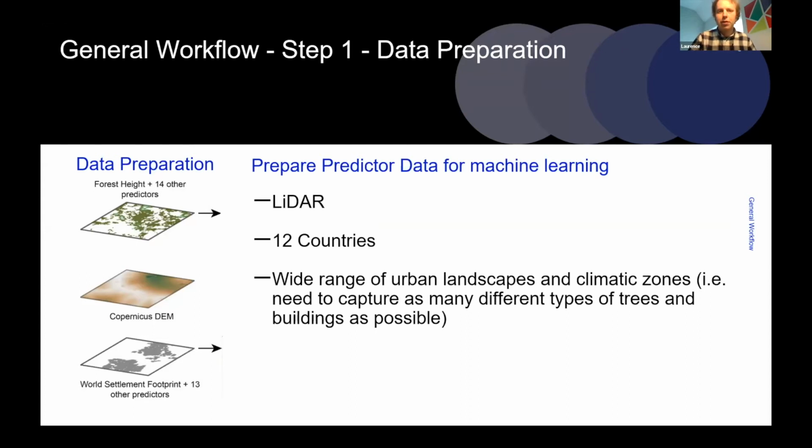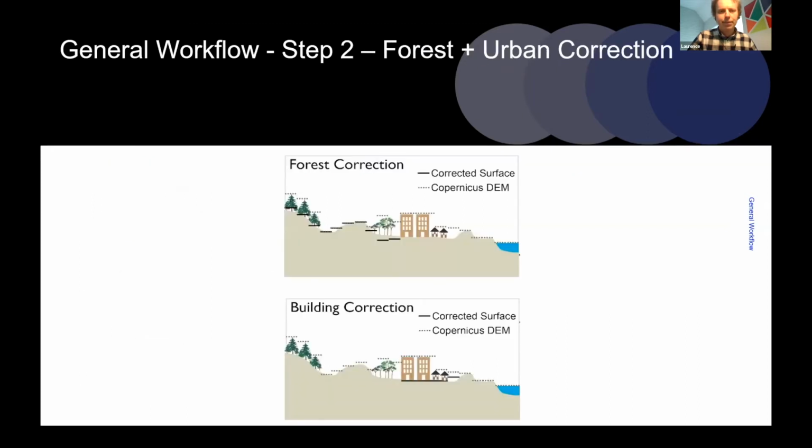This is a step from what previous studies have done, which typically just focused on one or two very local locations. This, of course, is a challenge because LiDAR is not available for a vast majority of places. So yeah, we've got a good range, and as soon as more LiDAR gets released, we'll continually update this. Next slide, please. Step 2 is the actual correction.